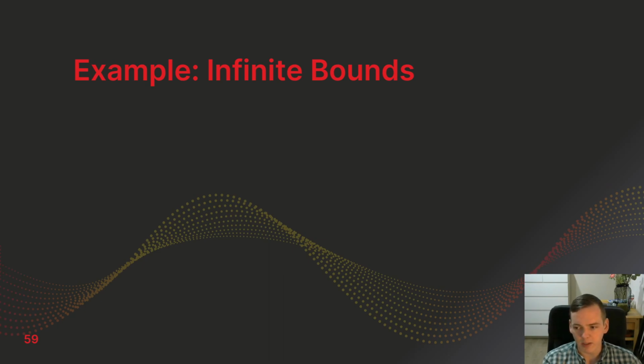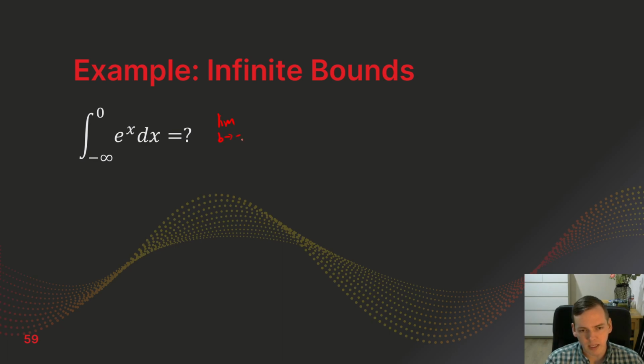So, for example, if you have infinite bounds, in this case I've got negative infinity as one of my bounds. I'm going to write this as the limit as b approaches negative infinity, and then I'm going to integrate from b to 0 of e to the x dx. So what's the integral of e to the x? It's just e to the x, nice and easy. So limit as b approaches negative infinity of e to the x integrated from b to 0.